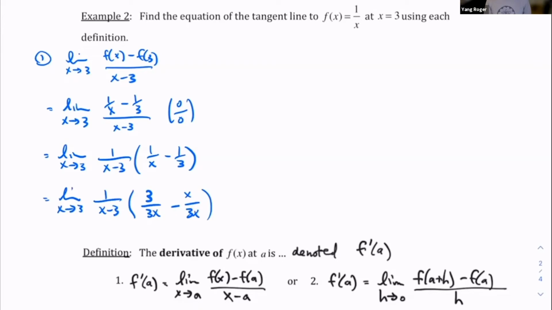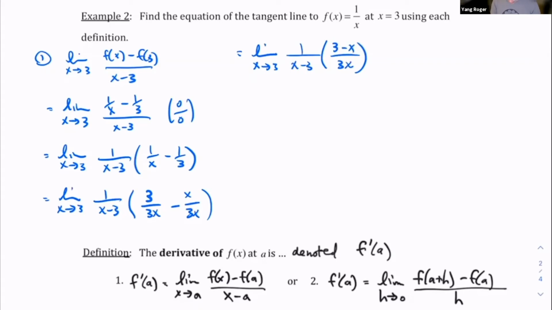So then I get the limit as x goes to 3, 1 over x minus 3. Now that I have these under a common denominator, this is going to be 3 minus x over 3x. Does anyone have any feeling as to what I want to do next? Because I look at this and it's almost that. There's just one thing I can do to make it look exactly right. That's right, Luciano. We've got to factor out the negative.